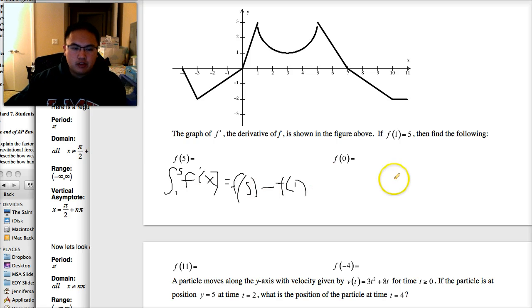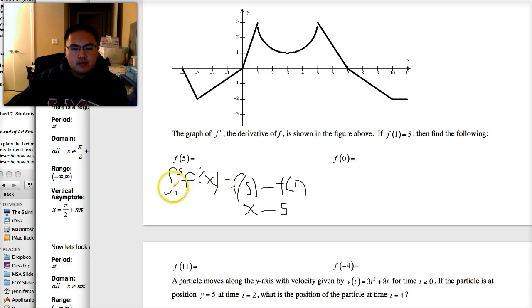It's the formula I've been working on forever. You know f of 5 is what we're looking for, so you know this is x. And you know f of 1 is 5, so I know that I can fill that out. Question is, what do I do here? The problem is that I don't have a function to integrate, so how do I figure this out?